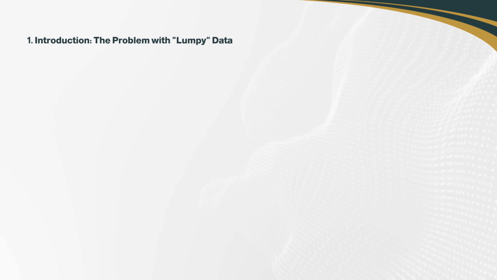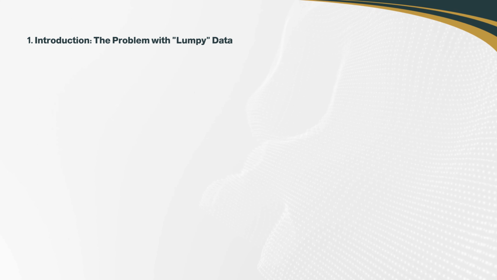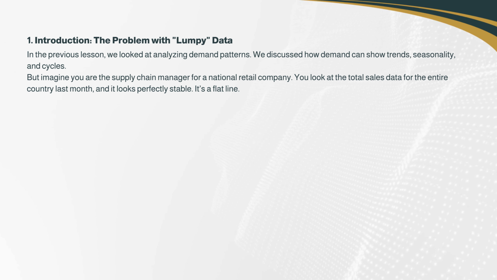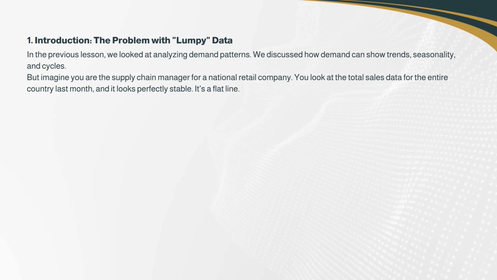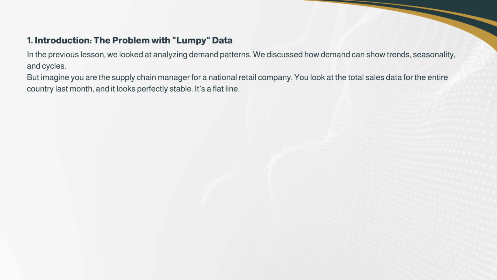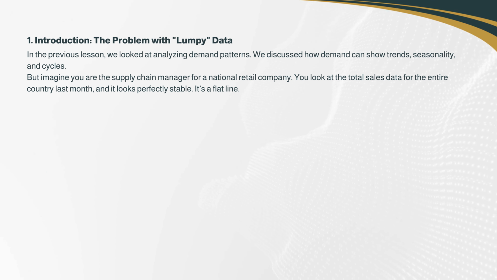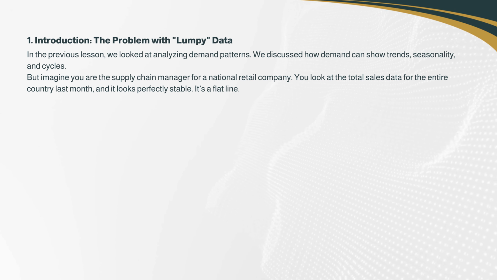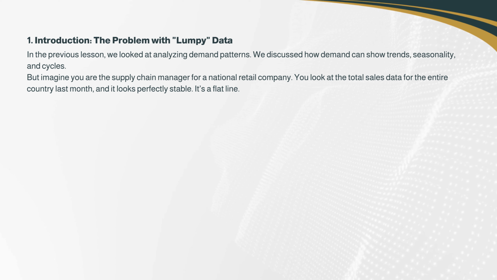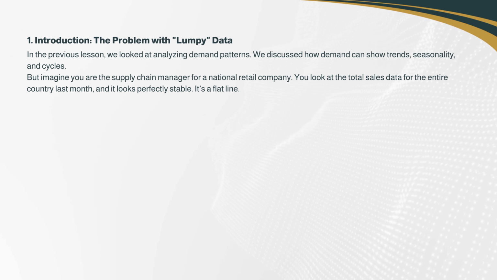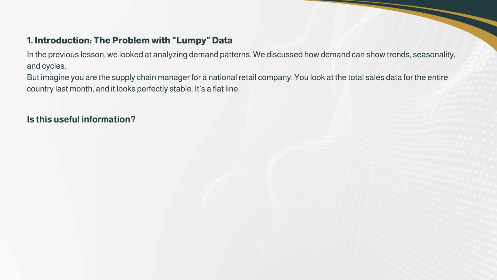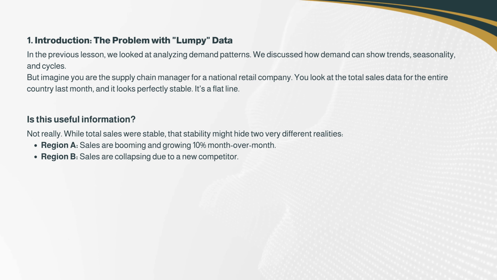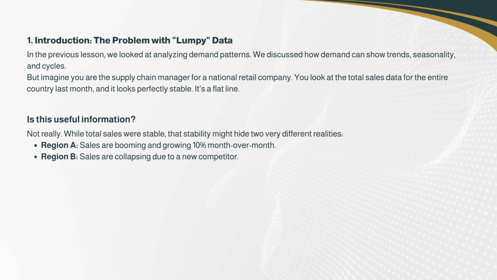1. Introduction. The problem with lumpy data. In the previous lesson, we looked at analyzing demand patterns. We discussed how demand can show trends, seasonality, and cycles. But imagine you are the supply chain manager for a national retail company. You look at the total sales data for the entire country last month, and it looks perfectly stable. It's a flat line. Is this useful information? Not really. While total sales were stable, that stability might hide two very different realities.